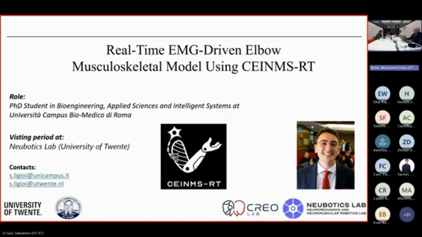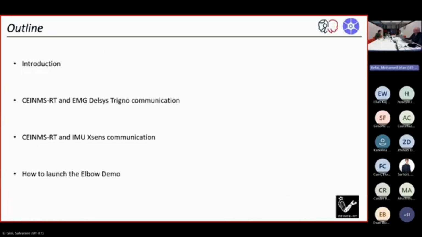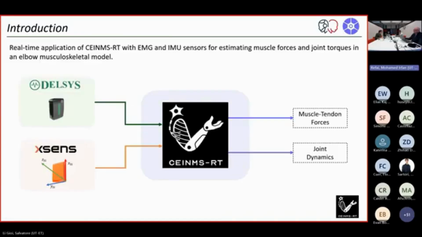So today I'm going to show you a real-time demonstration of CEINMS using external devices to feed input to CEINMS, which are the Xsens IMU, but also the sEMG sensors. Briefly, I want to show you how to feed EMG signals and kinematics into CEINMS in order to estimate some biomechanical parameters, which are muscle-tendon unit force, but also joint dynamics.